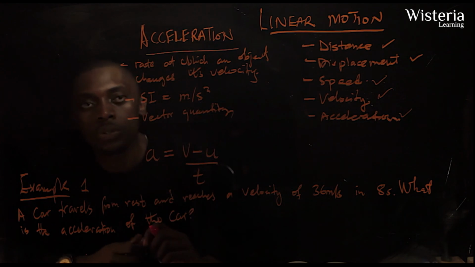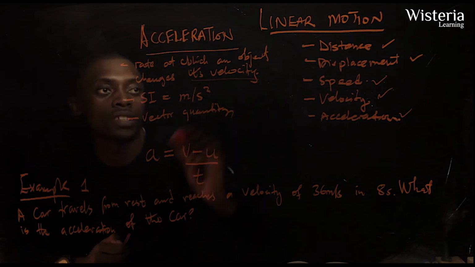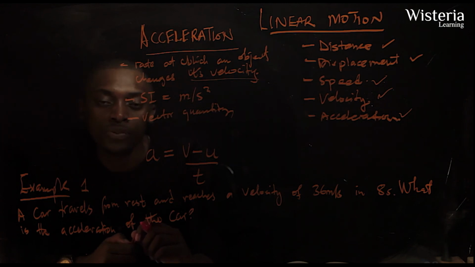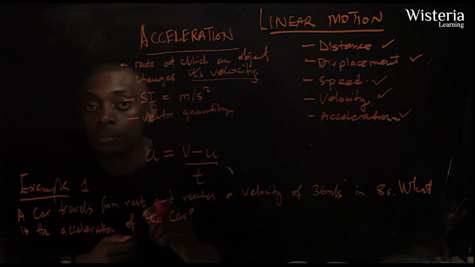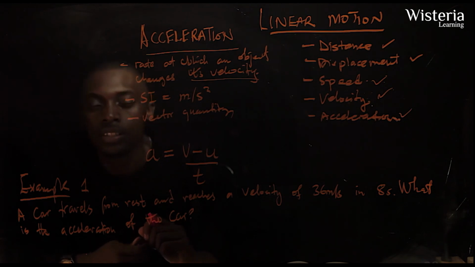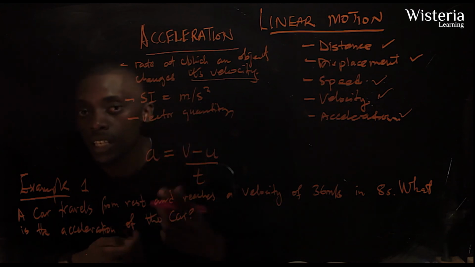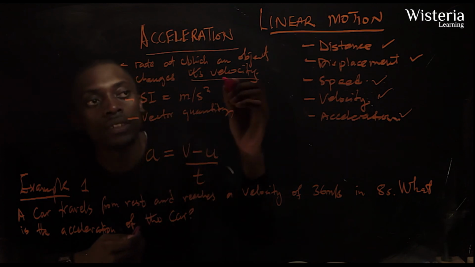By acceleration, we mean the rate at which an object changes its velocity. So when there is a change in velocity as an object moves from one point to the other, we say that the object is accelerating. There are times that an object can be moving with constant velocity, and in that case we cannot say that the object is accelerating because the velocity is not changing. So the only time an object accelerates is when there is a change in velocity.